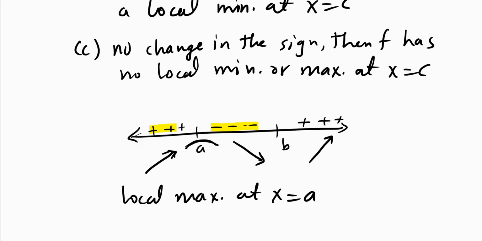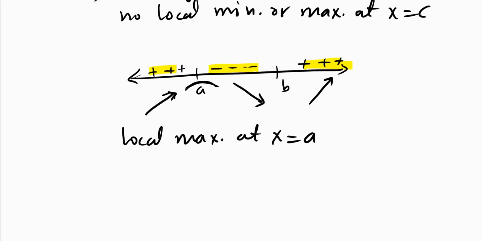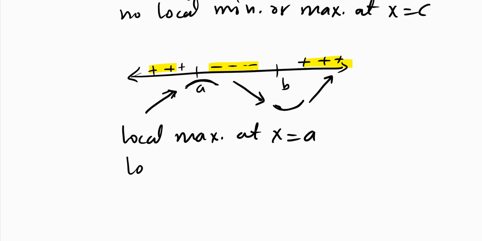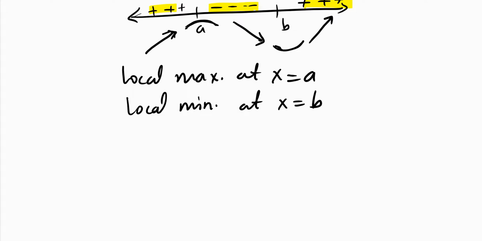Notice what happened next. It changed from negative to positive. So the test said part B, changes from negative to positive, f has a local min, and you can see that here. So there's a local min at x equals b. This is the easy way to memorize this one. So let's see how we apply it.